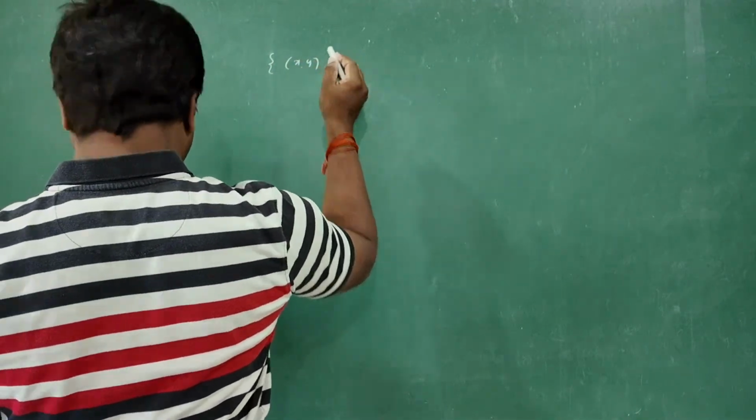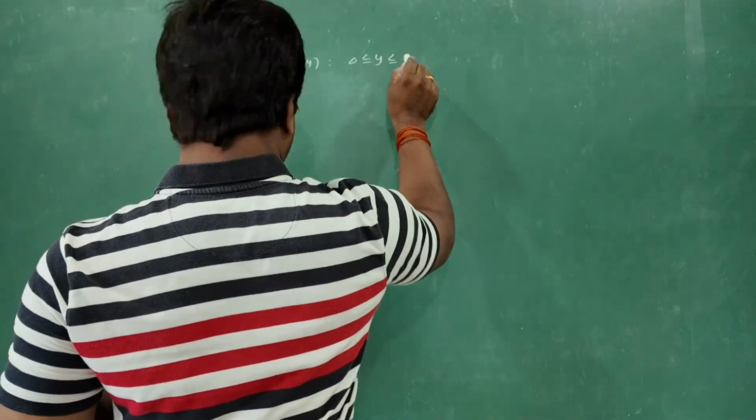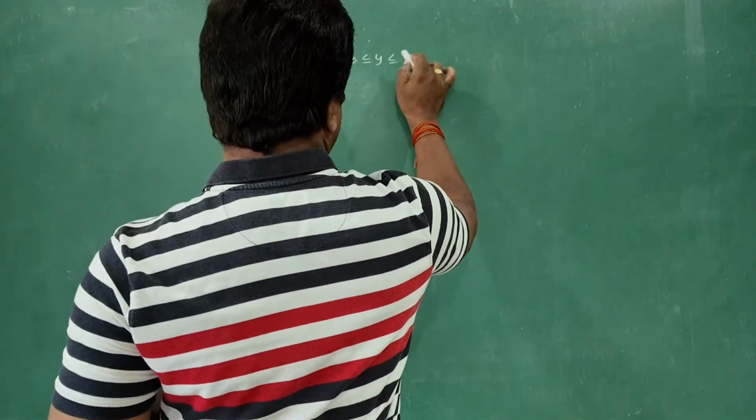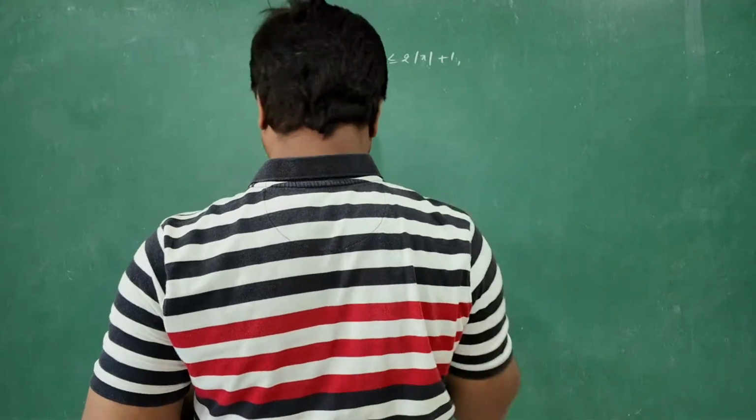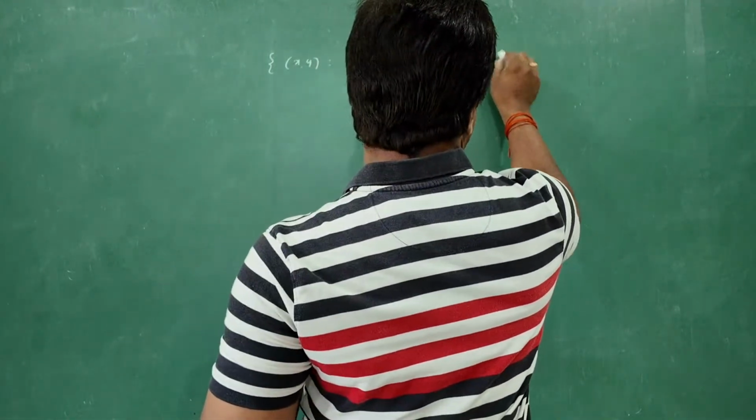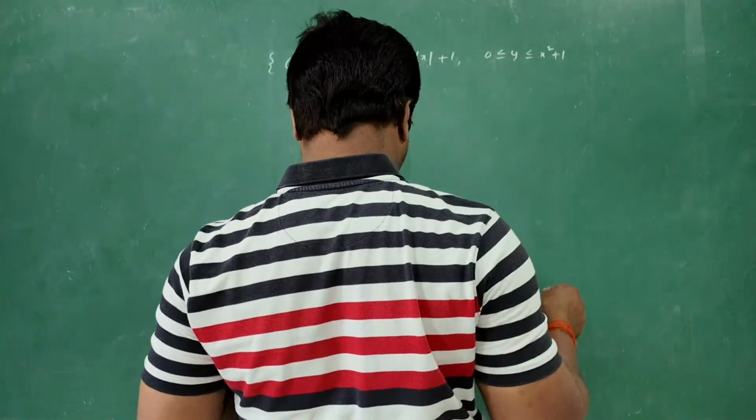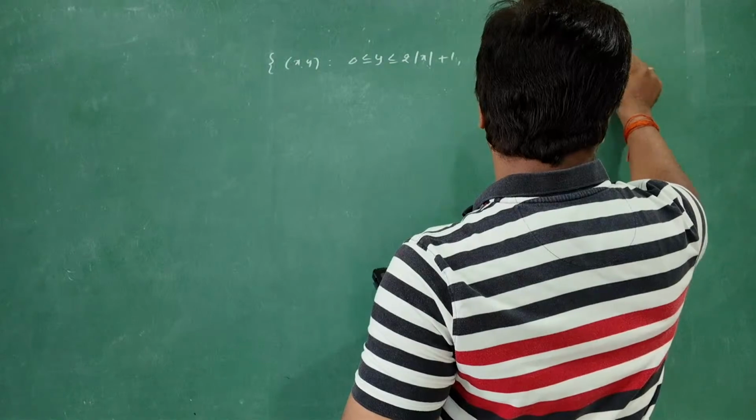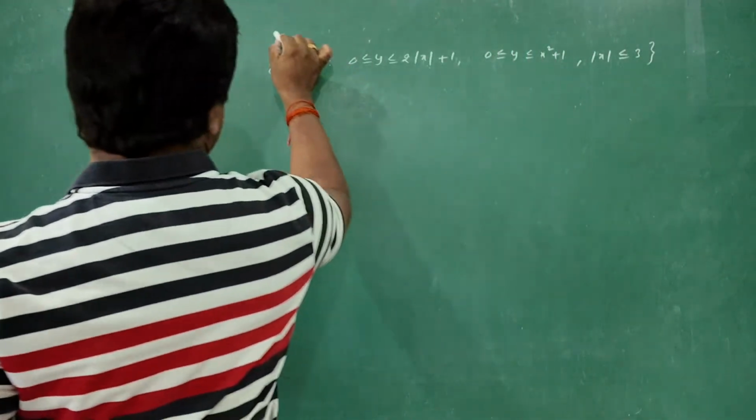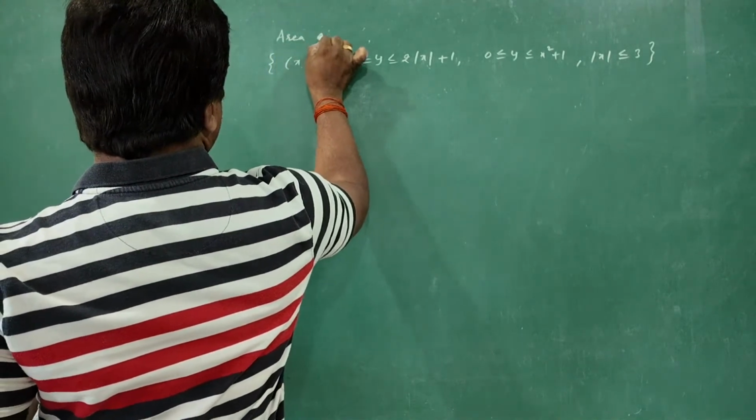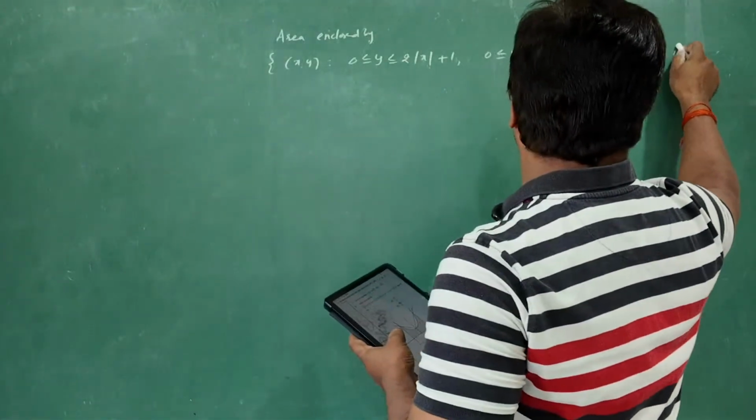A set containing ordered pairs such that 0 less than or equal to y less than or equal to 2 times mod x plus 1, and 0 less than or equal to y less than or equal to x square plus 1, and mod x less than or equal to 3. This is the question. Area enclosed by the set is dash.